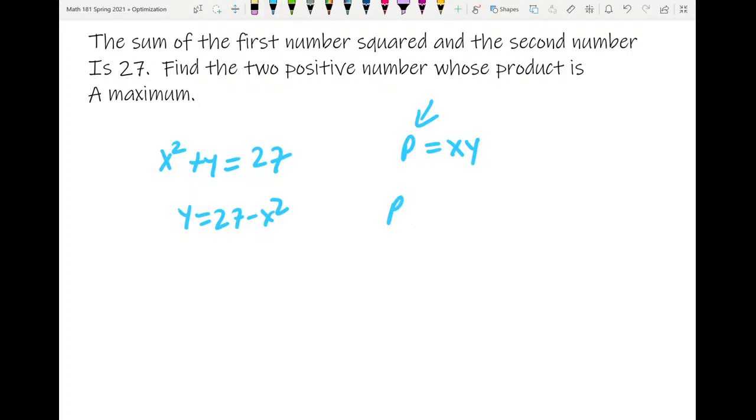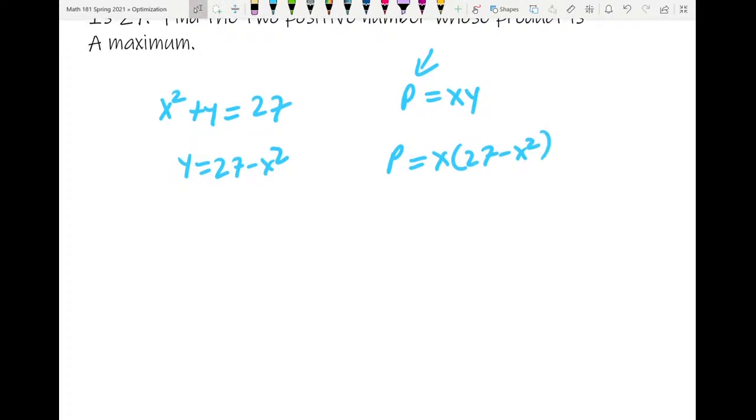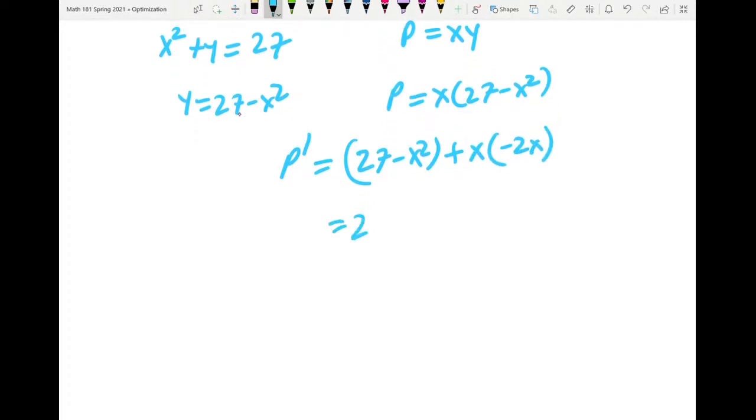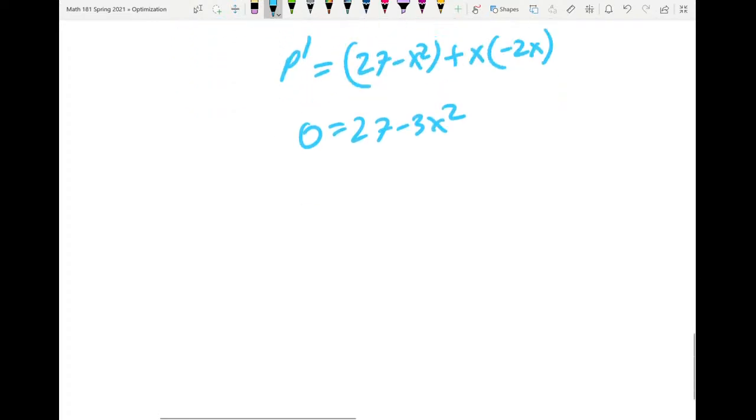So we get P equals x times (27 minus x squared). Let's keep it, and we'll use the product rule. 27 minus x squared plus x times negative 2x. We get 27 minus 3x squared, set it equal to 0, and our algebra gives us plus or minus 3.